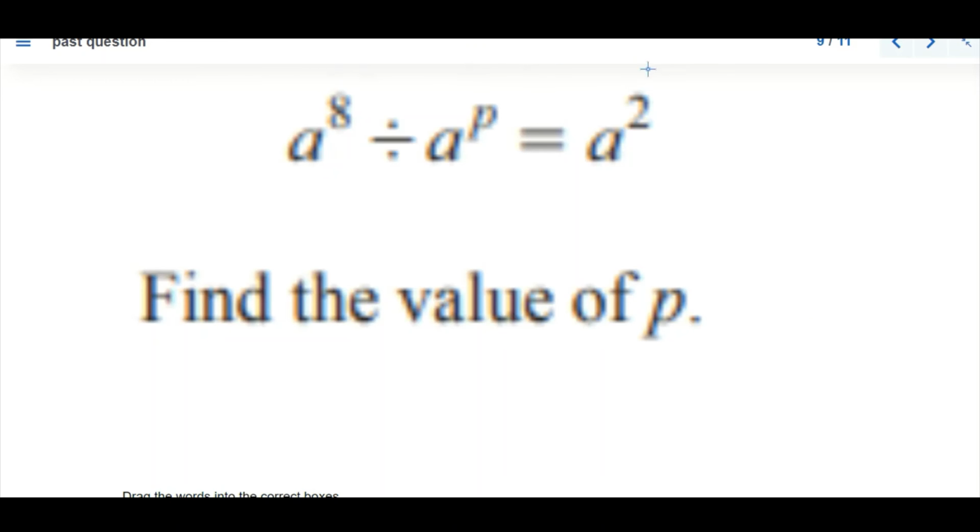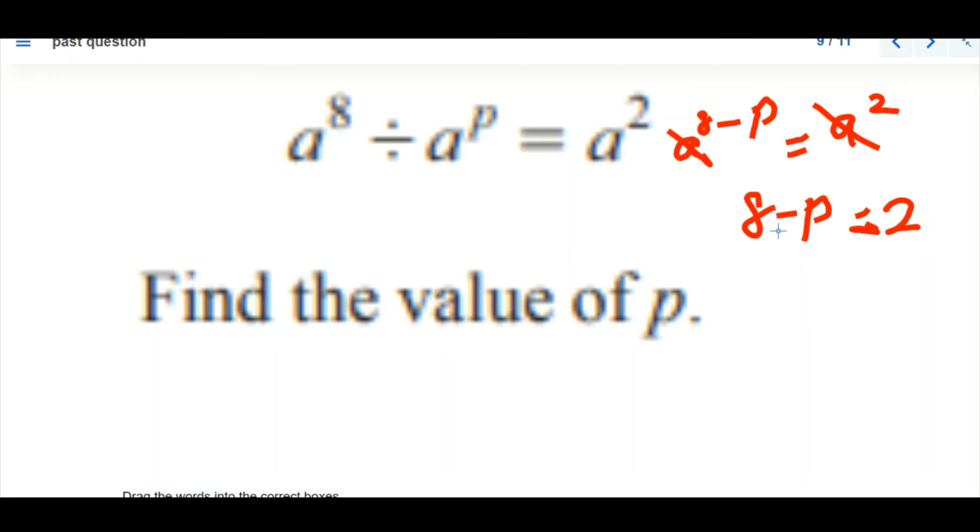Okay, so we are going to be having 8 minus p. Since we have a common base, we pick one of them, a raised to power 2. So as we have done earlier, a will cancel a, it is a common base, so it cancels each other. So it's going to be 8 minus p equals to 2. Now let's collect the like terms. Let's leave our minus p here.